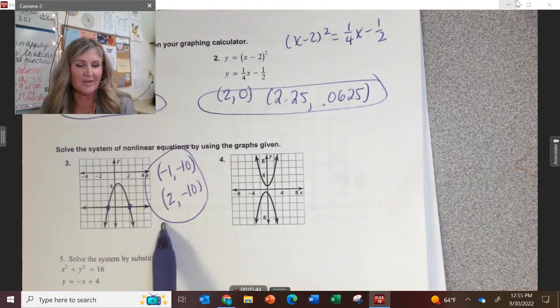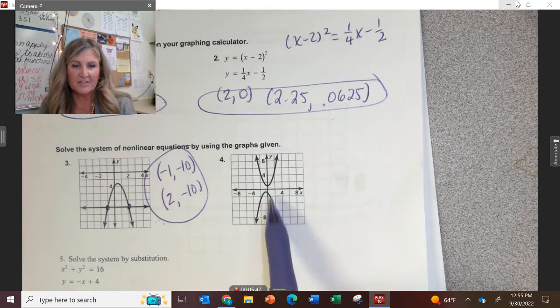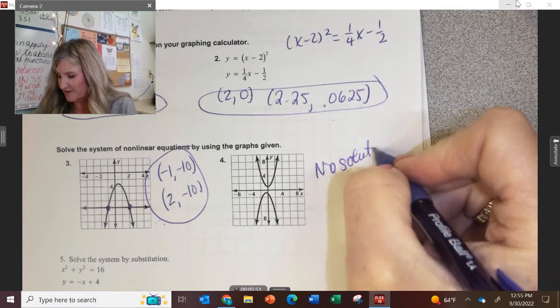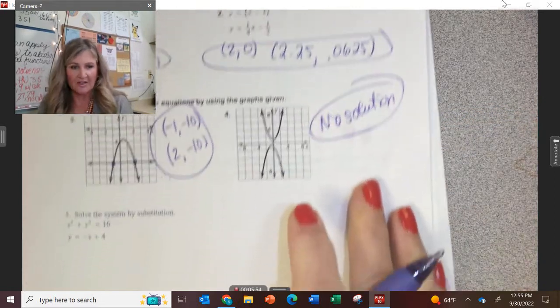So we can do that just by looking at the graph. Everyone should know this one. What's the solution? No solution. Okay, so not too difficult when we're looking at graphs.